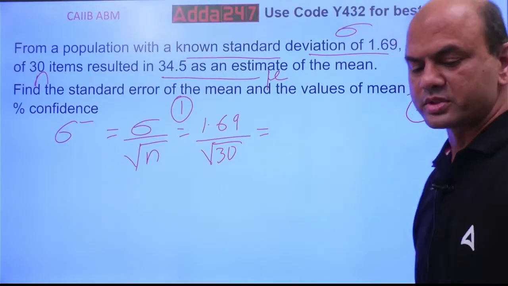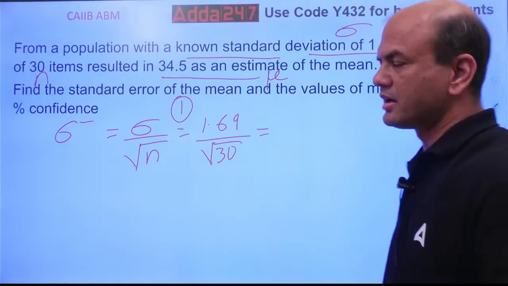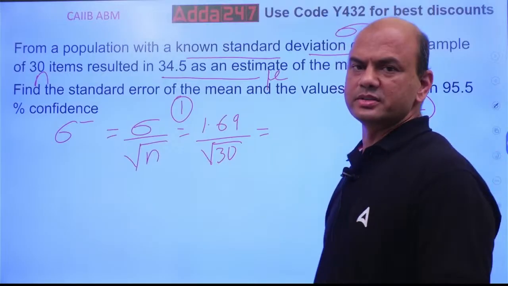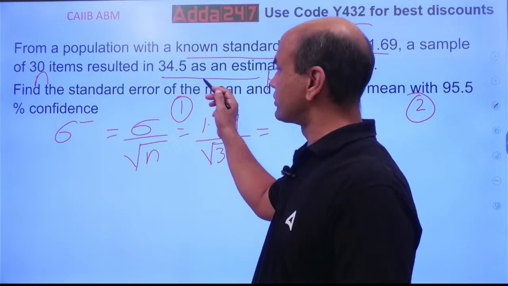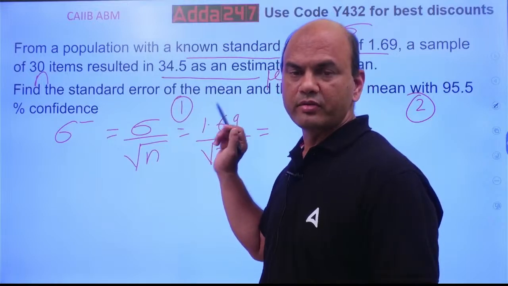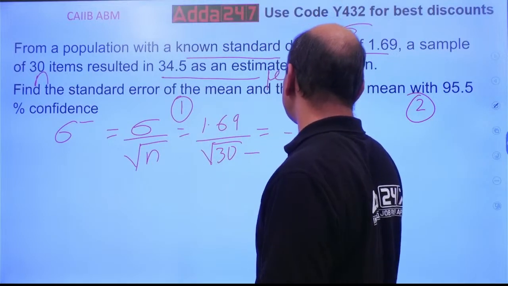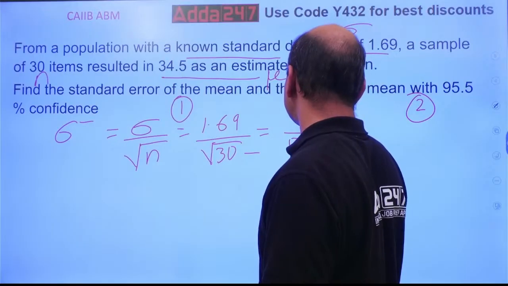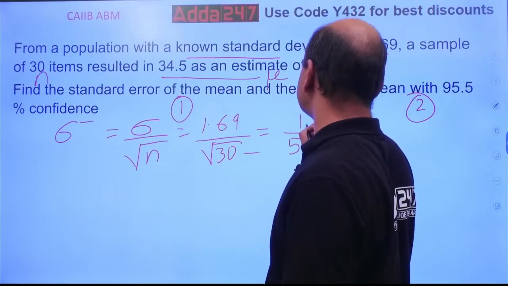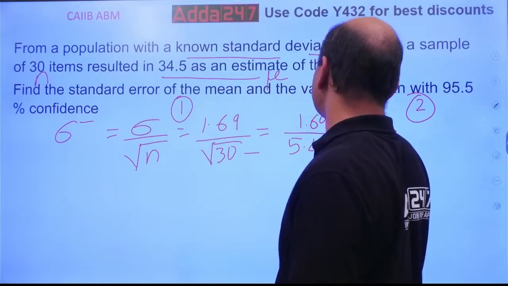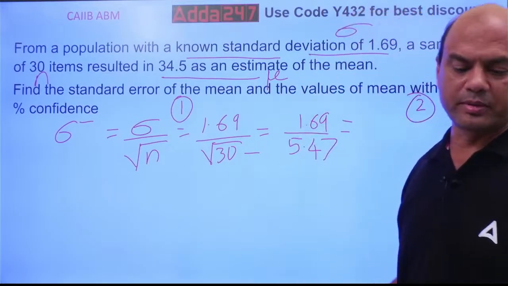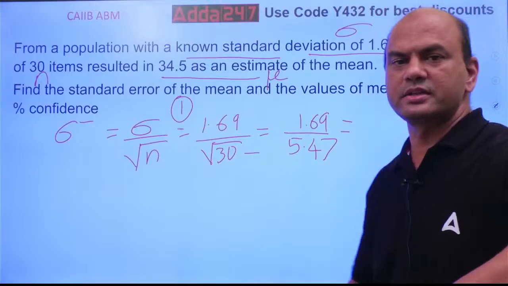The square root of 30 is roughly 5.47. In the exam, you have to remember some figures, or they'll give you the square root of 30 as 5.47. So I'll write it like this, 5.47 and 1.69. Divide this: 1.69 upon 5.47. What are you getting as the answer? Check this.